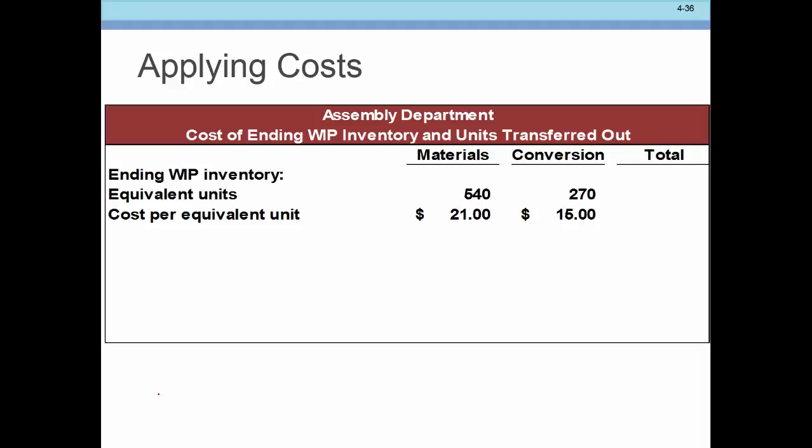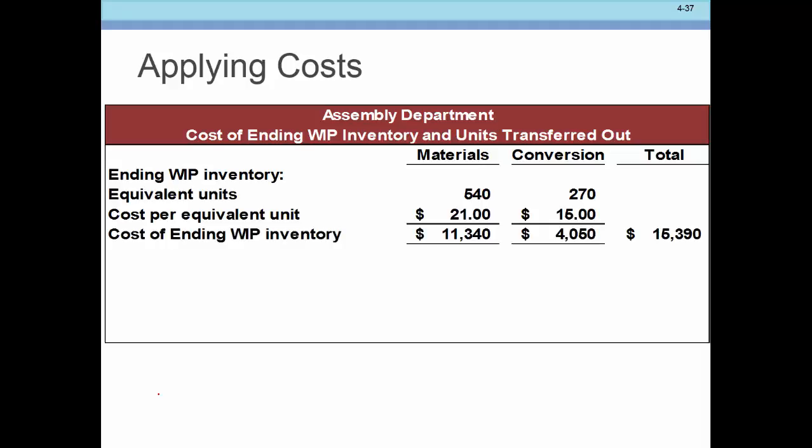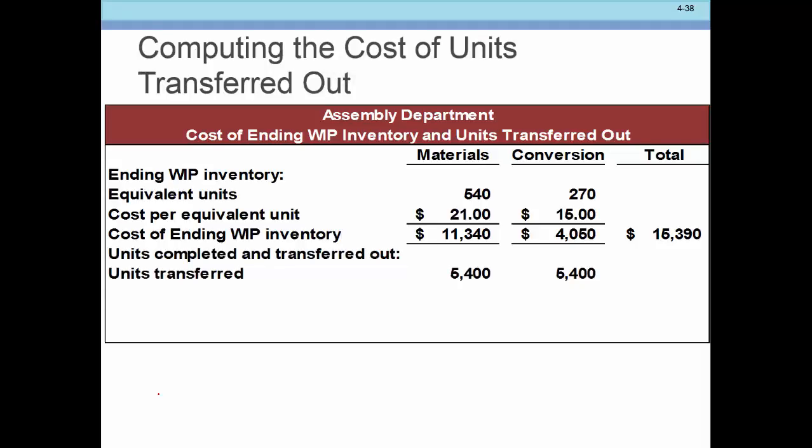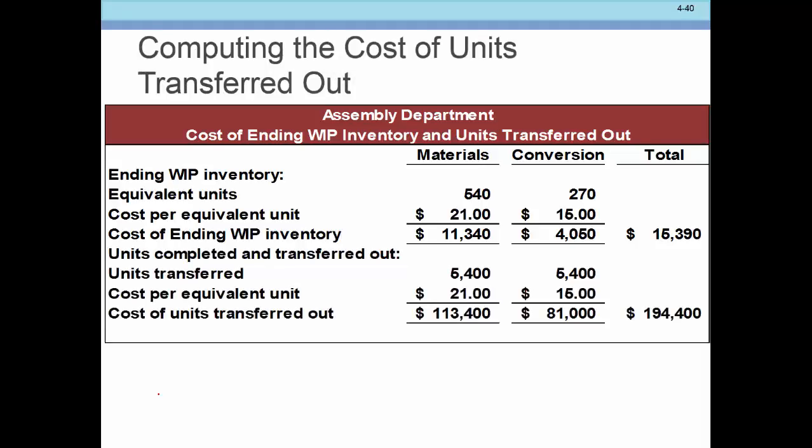For my conversion cost, times the 900 gave me the 270, right? And I just multiply that by the cost per equivalent unit that I just calculated, going through those steps that we talked about, and that gives me the value of my ending inventory. Now I figure out the cost of the items that were completed and transferred out. That's 194,400. Now I know what to credit in my work in progress and debit in my finished goods, assuming this was the last processing department, right? Okay, now I know what to do with that.